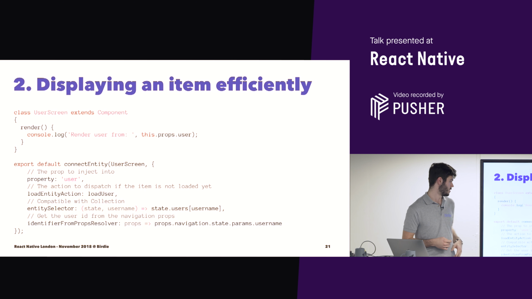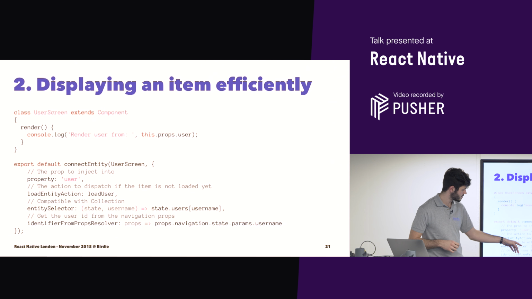This comes from here. The load entity action, which is the action you want to dispatch to your state when you don't have the entity yet. So that's just going to be my load user. Then I have my entity selector. So this is just my selector from Redux. And finally, the identifier from props resolver. This is a really cool feature. Let's say that you're using some kind of navigation with a navigation parameter being the username. You can just get the username from this. So the last parameter will be directly injected into the selector.